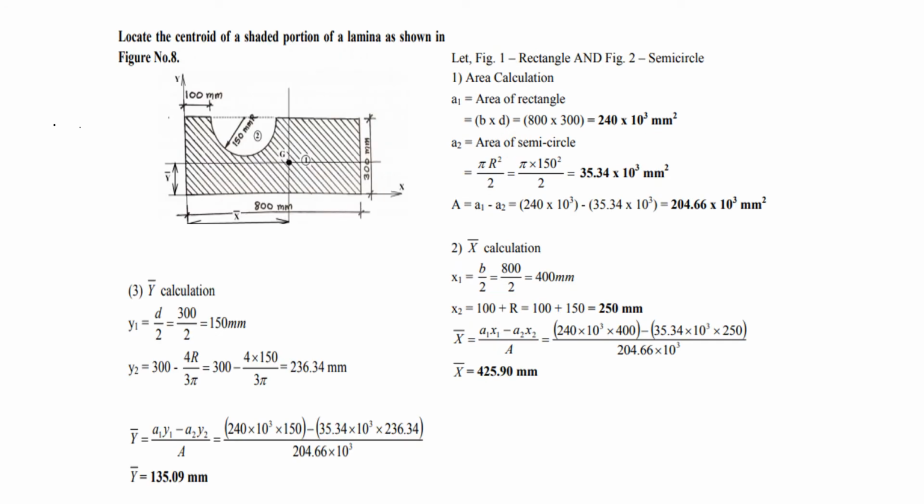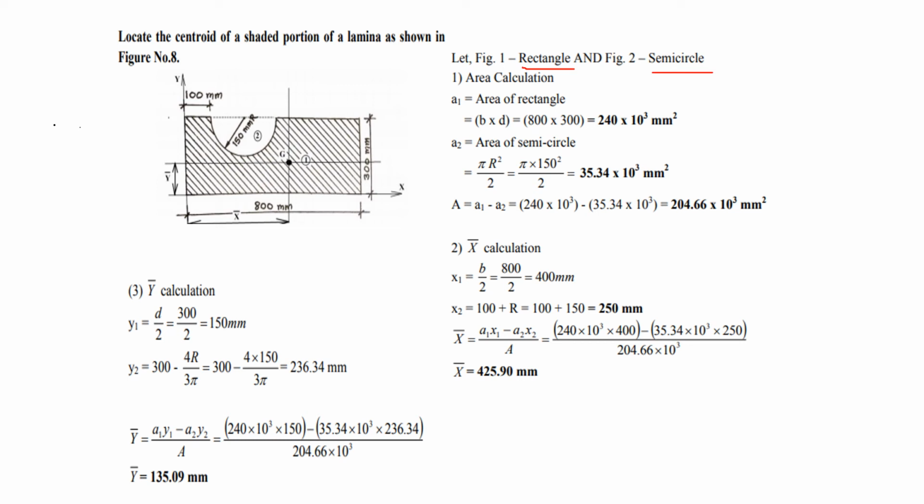Now we will see the second example. Locate the centroid of shaded portion of lamina as shown in figure. So we have to locate the centroid of only shaded portion. So for this, take figure 1 as rectangle and figure 2 as semicircle, and we have to minus section 2 from section 1 because we want only the centroid of shaded portion.